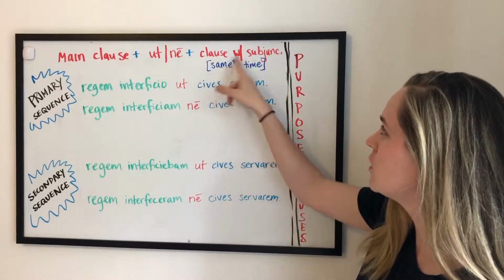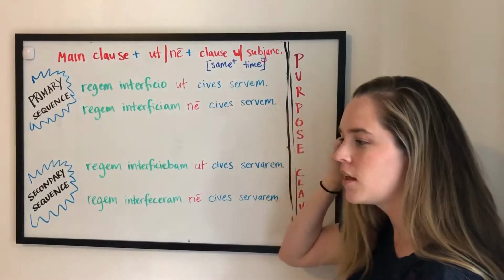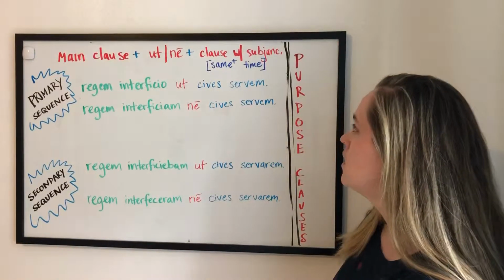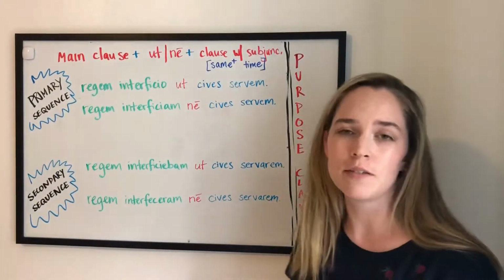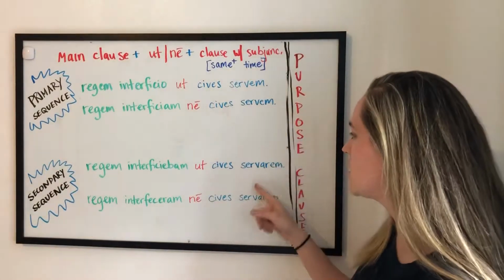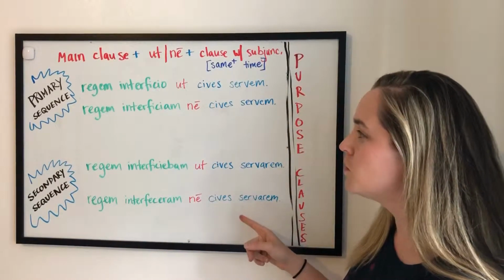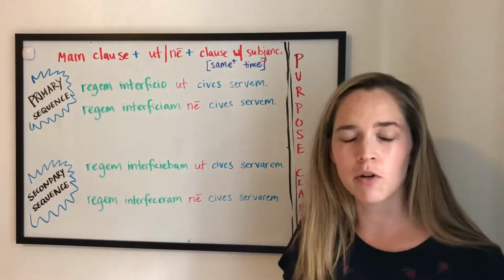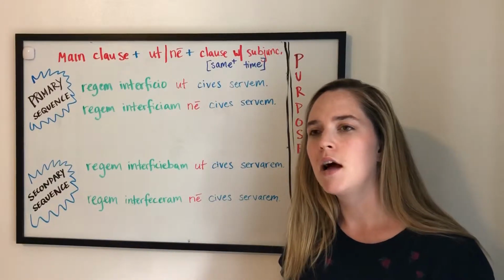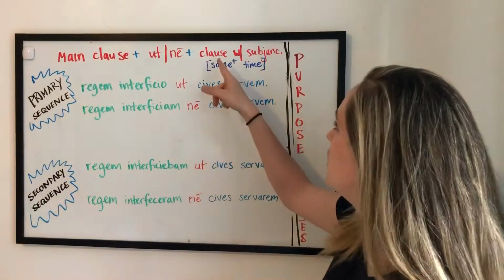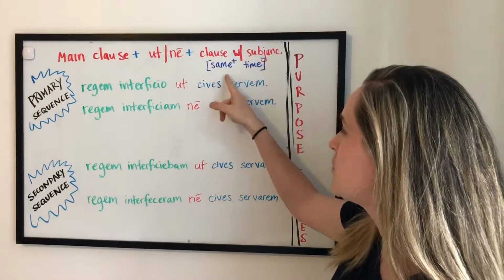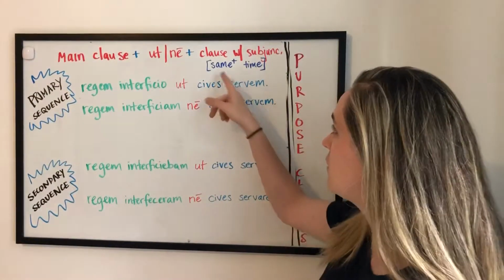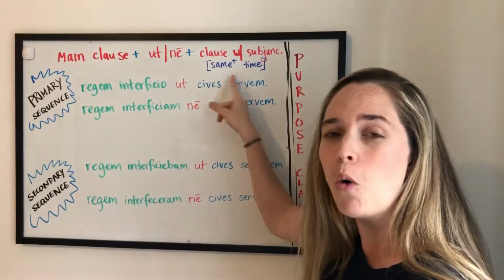And then you have a subordinate clause that uses a verb in the subjunctive. And just like most of the special uses of the subjunctive in the subordinate clause, purpose clauses follow the rules of sequence of tenses. That means the type of subjunctive you use will depend on whether your verb is in primary or secondary sequence.